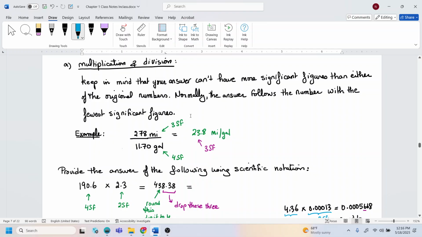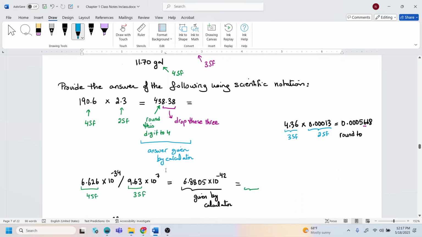So here I do have 3 significant figures and 4 significant figures. So my answer in this case has to be 3 significant figures. When you divide, the calculator is going to give you the answer. So whenever you get the answer, just make sure to round so that you have 3 significant figures and not more than that. Let's have an example over here.